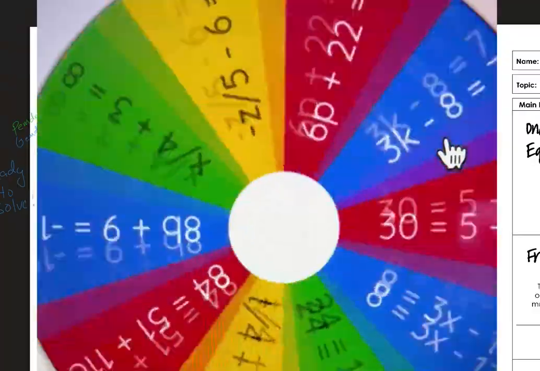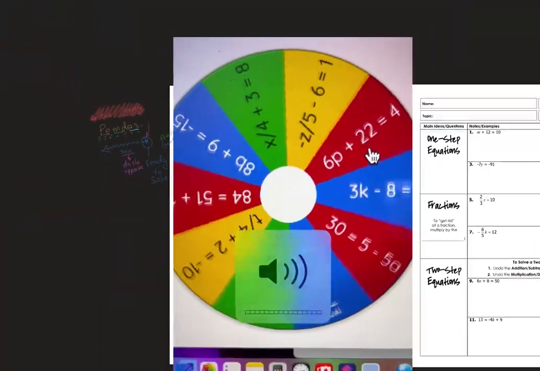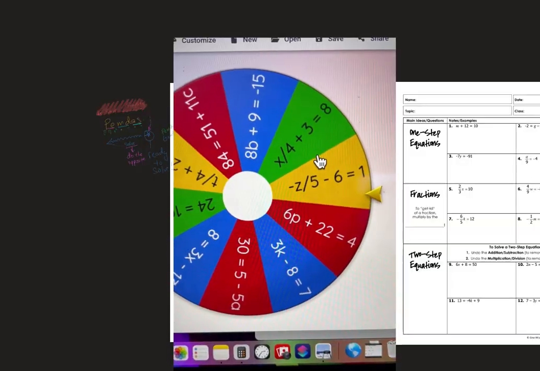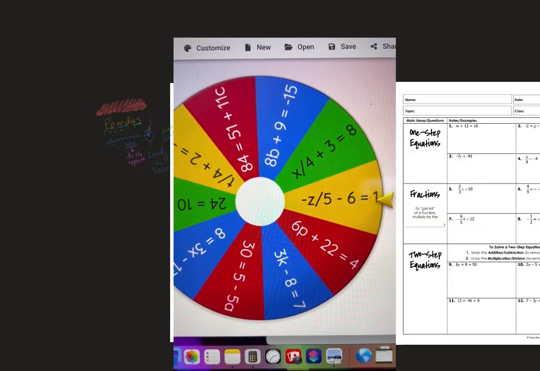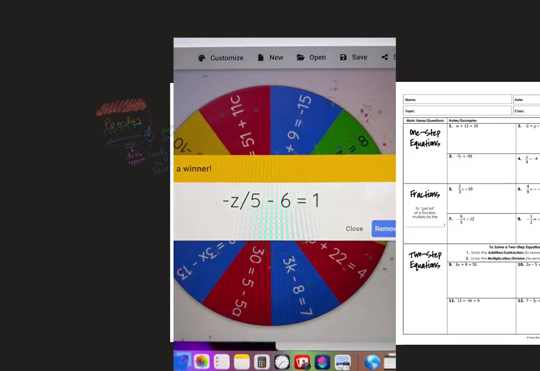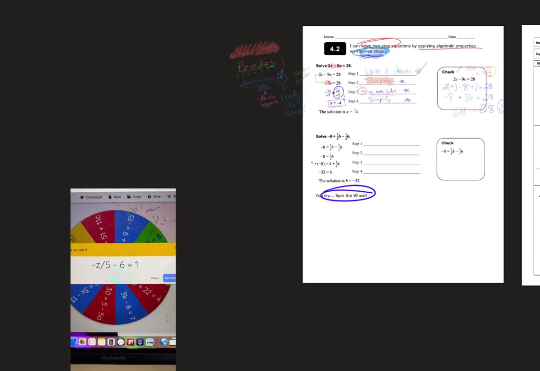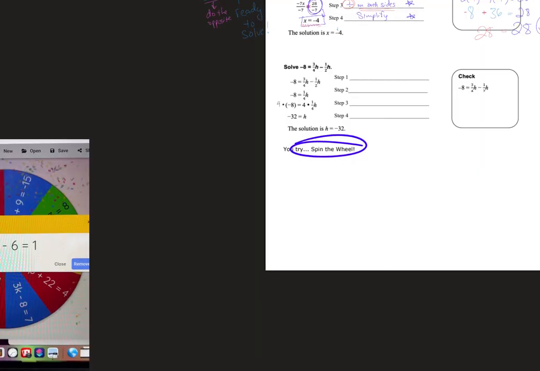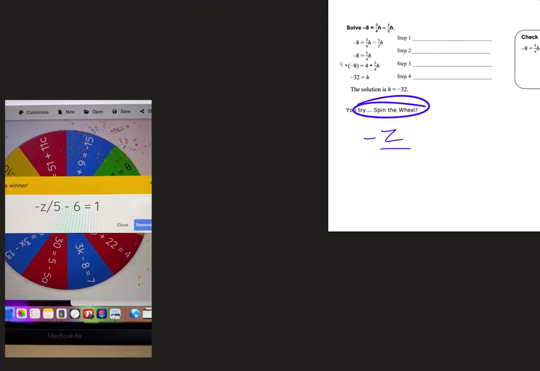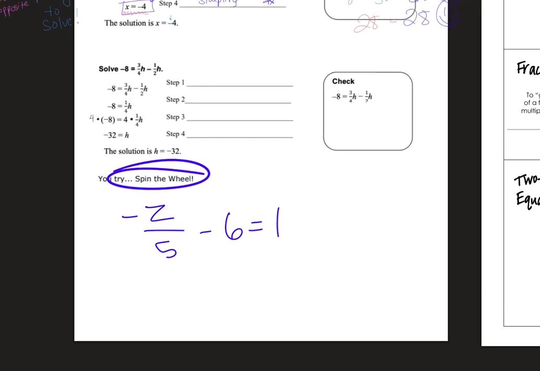Oh, it actually has sound. And we land on. Okay, so we spun the wheel. And the reason that we did that was just so that we could try one that was slightly more entertaining than just writing them down at random. So here we go. Let's try this.